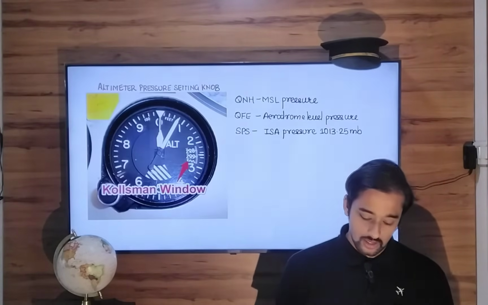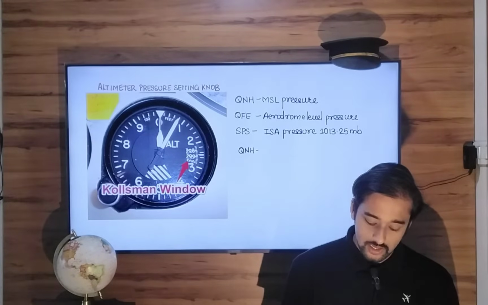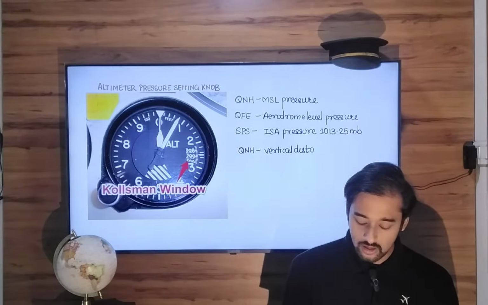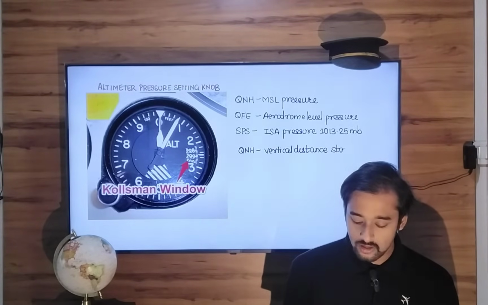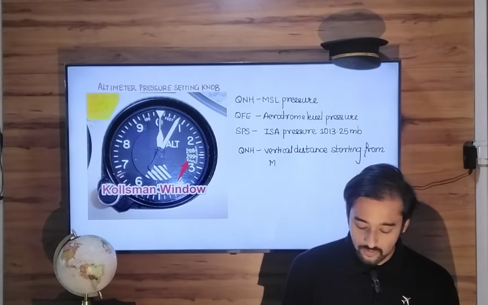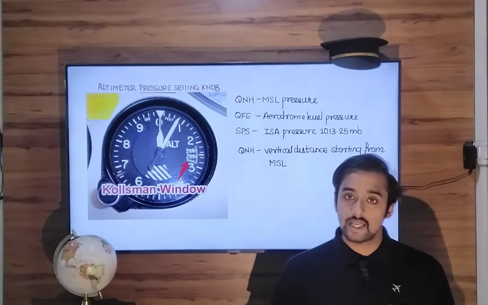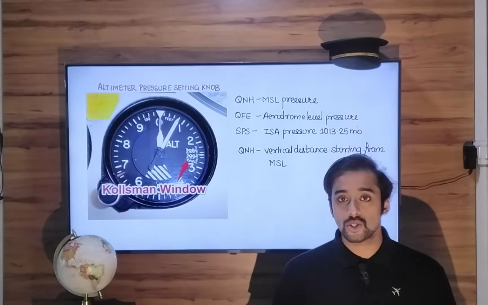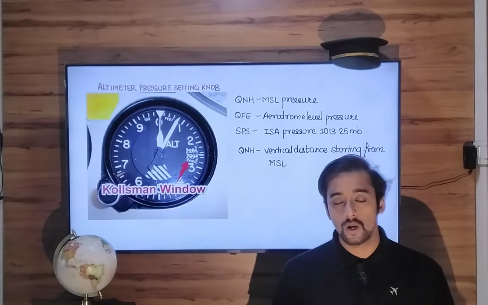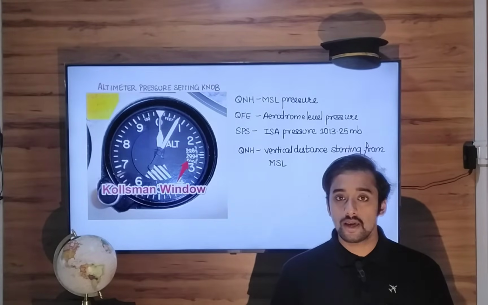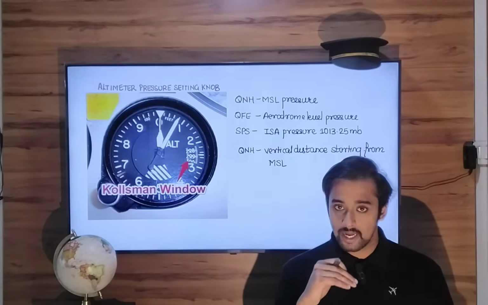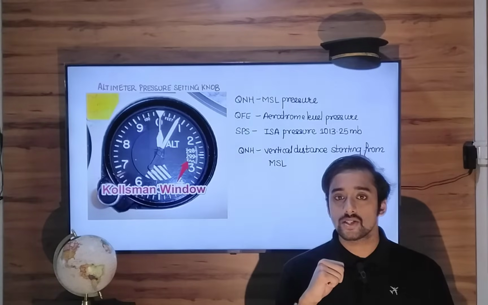if you put QNH, the altimeter will give you vertical distance starting from mean sea level. Okay, QNH is mean sea level pressure, that is aerodrome level pressure reduced to mean sea level. So when you put QNH, or local atmospheric pressure, in the altimeter setting window, you will be given a vertical distance which will be starting from mean sea level, meaning from the datum, the mean sea level will be your datum, and from that the vertical distance will be measured.